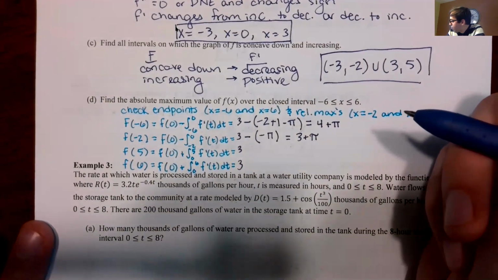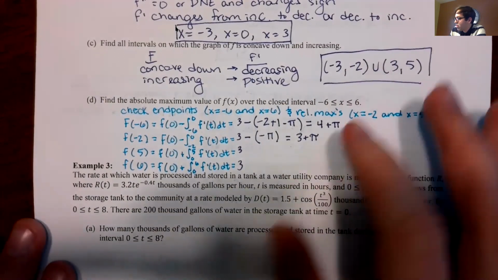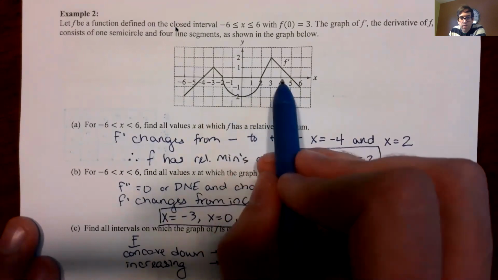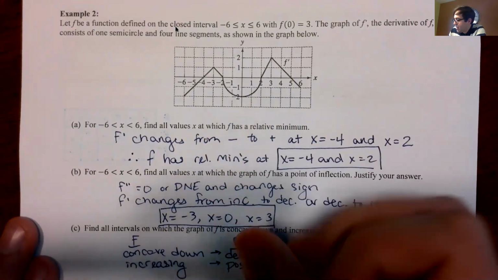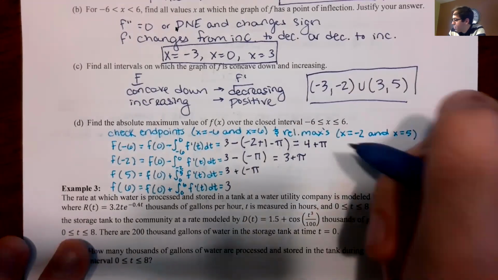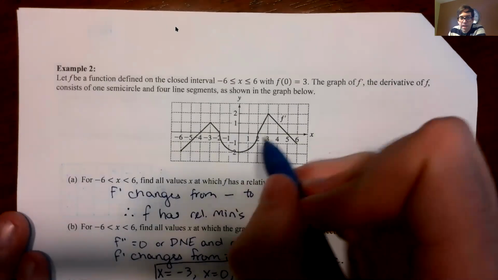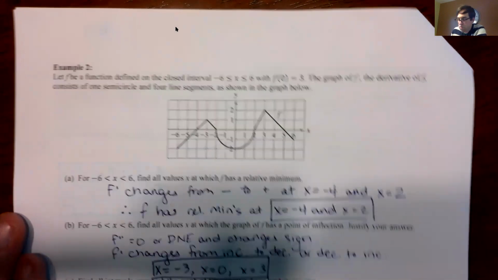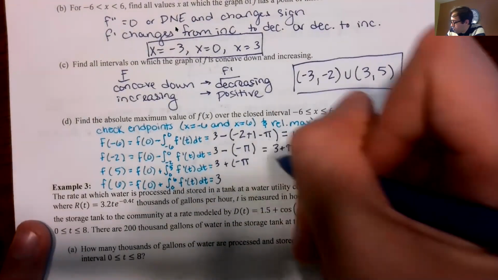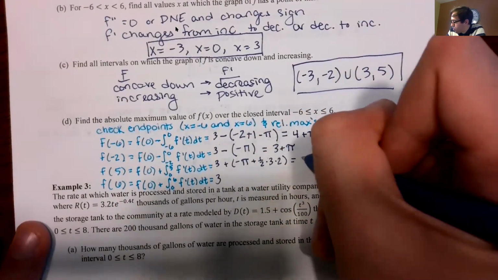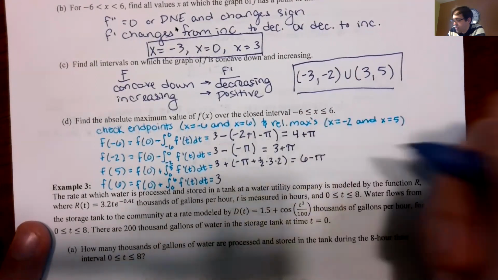For f of 5, now we're going from 0 all the way to 5. And this time we're going to the right, so we're going to add it. And we have, again, a quarter of a circle, so it's going to be -pi. And then to 5, we can count that all as one triangle above the x-axis, 1/2 times 3 times 2. That's going to equal 6 minus pi.